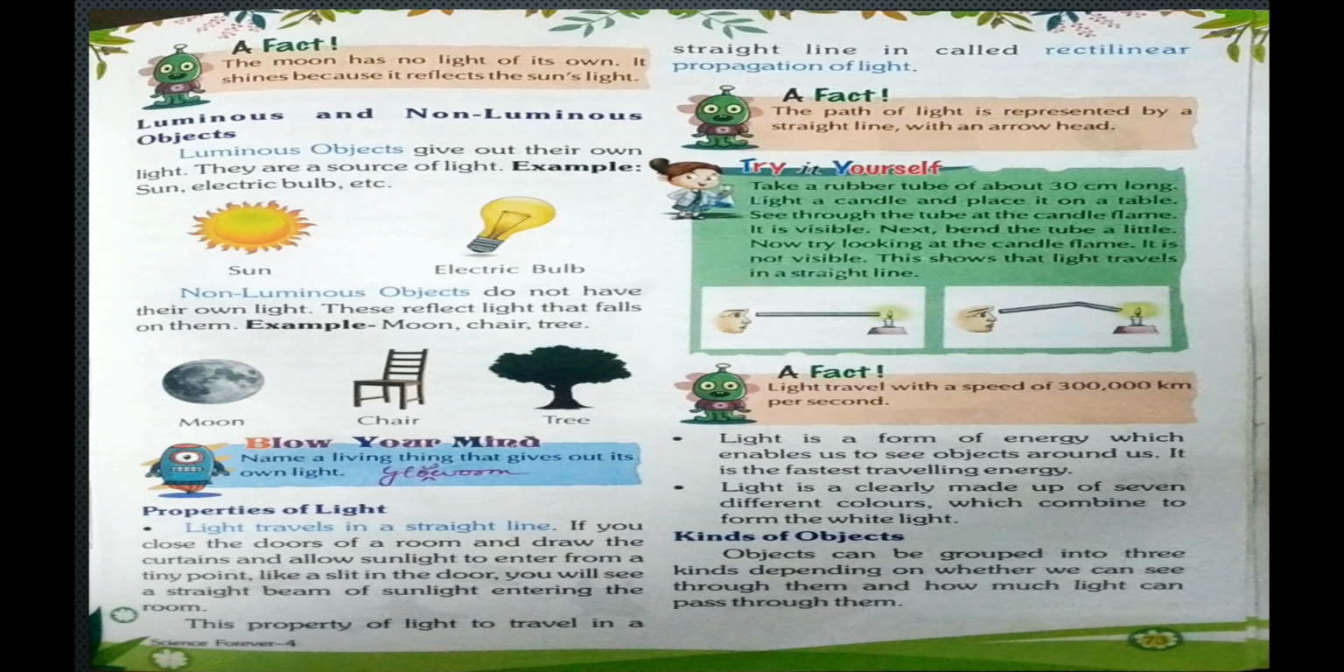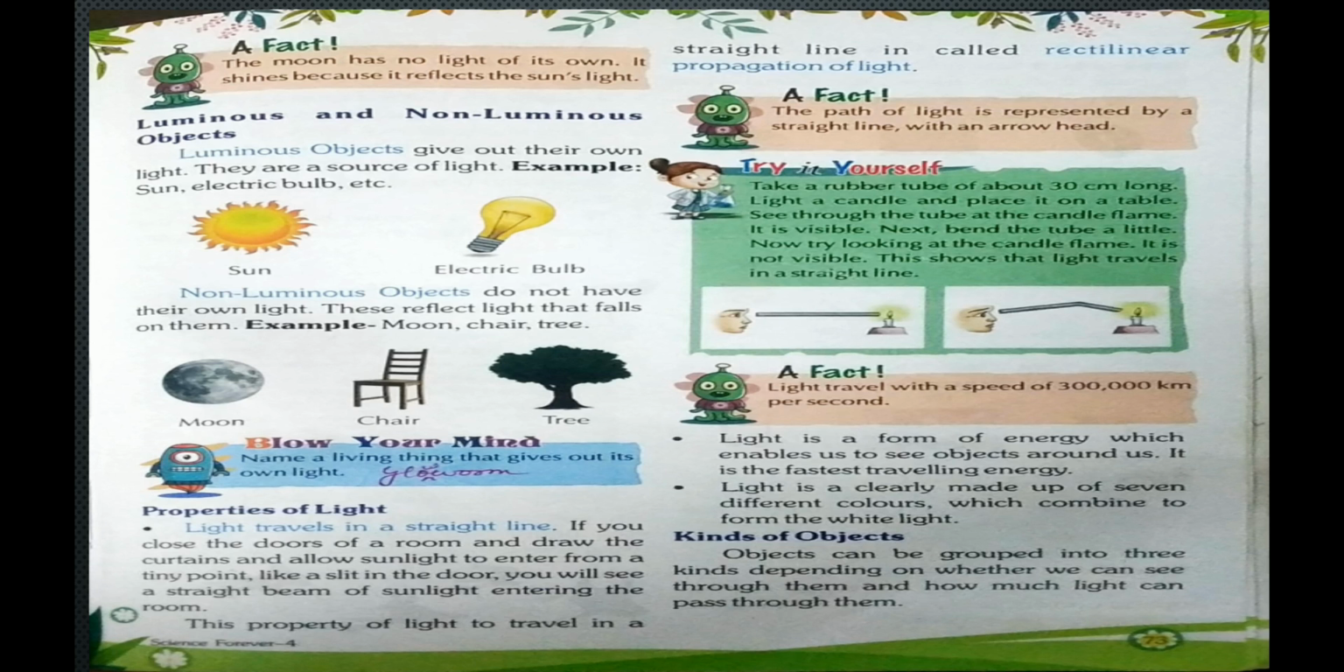Blow your mind, a question is given. Name a living thing that gives out its own light. You have to give the answer. Name a living thing that gives out its own light. This is glowworm. Glowworm has its own light. This is a living thing.